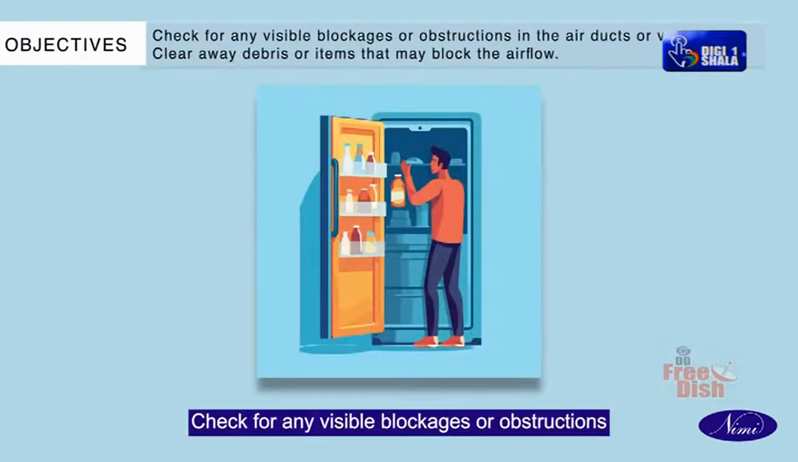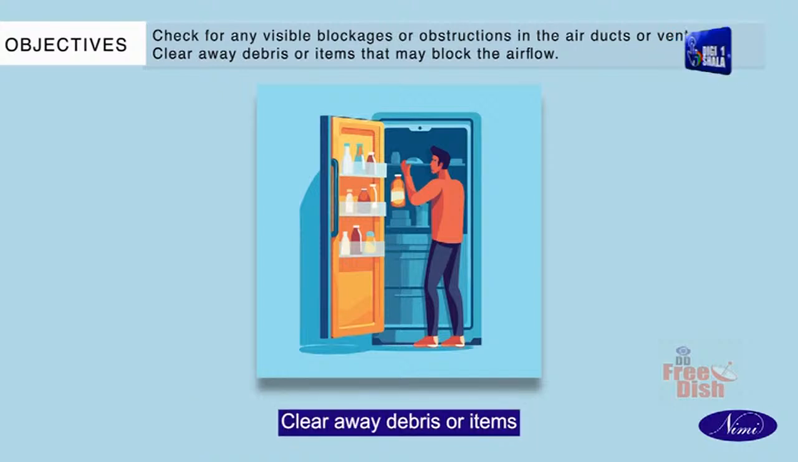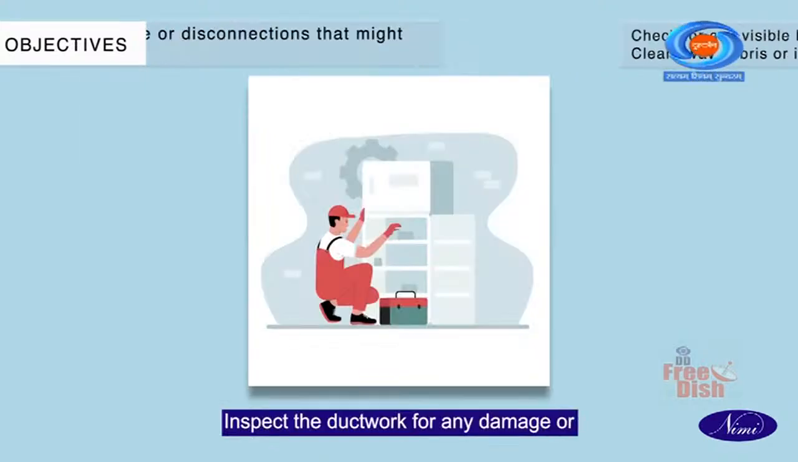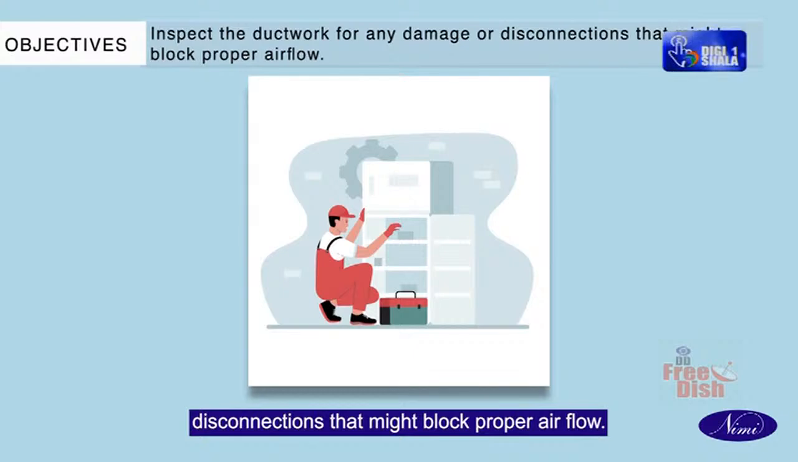Check for any visible blockages or obstructions in the air ducts or vents. Clear away debris or items that may block the airflow. Inspect the ductwork for any damage or disconnections that might block proper airflow.